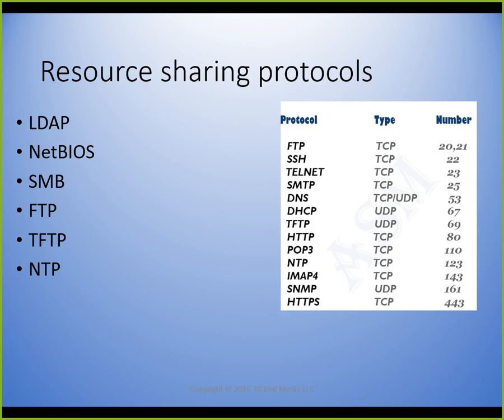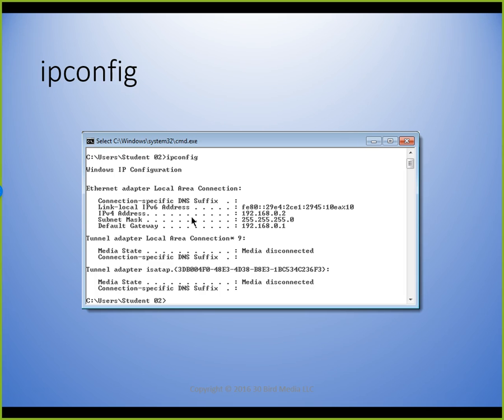Resource sharing: LDAP, NetBIOS, SMB, and let's see, FTP, TFTP, NTP, different ones. NTP, Network Time Protocol, is port 123, and it is on here. TFTP, Trivial File Transfer Protocol, is port 69. Server Message Block, SMB, is not on here, and I don't remember it, and I don't remember LDAP either, but those are also resource sharing, the way that we can send information from one to the other.